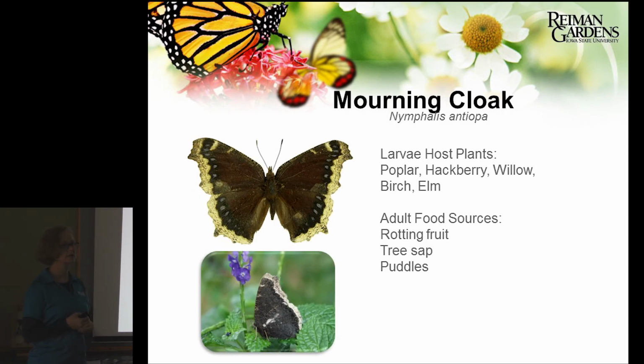Morning cloak. Morning cloak is one of the first butterflies that you can see, more of a woodland species. These guys definitely are tree sap eaters. Sometimes if we have warm enough weather during our February thaws, if the temperatures get warm enough for them to warm their bodies up so they can fly, you can find them feeding on tree sap. They like poplar, hackberry, willow, birch, elm for host plants. They mostly do rotten fruit and tree sap. They do puddle some, but more of the rotten fruit than you would tend to find them on flowers.